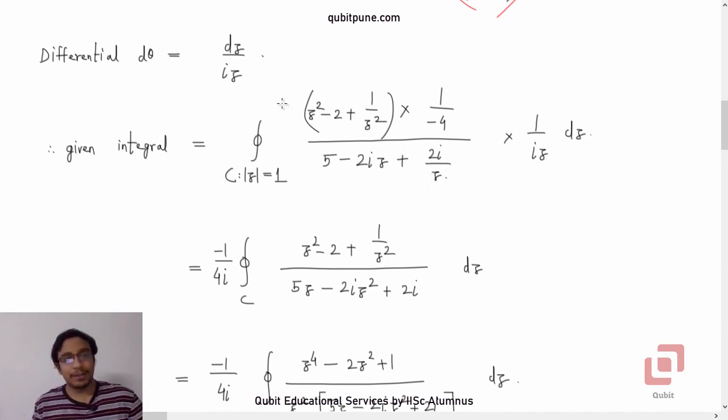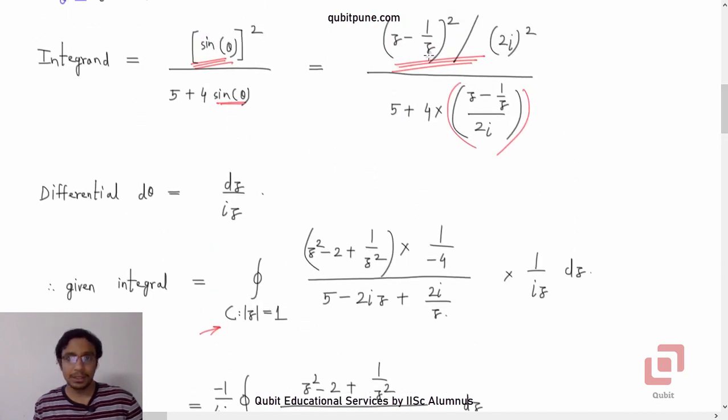Okay, so given the integral will be the contour integral along C taken in the anti-clockwise direction of the function z minus 1 upon z whole squared divided by 2i squared. Okay, so this will be z squared plus 1 upon z squared minus 2, a minus b bracket squared formula, into 1 upon square of 2 times i, which will be minus 4. Okay, so this is going to be the numerator. Don't forget that we have i times z in the denominator here, in addition to 5 plus 4 sine theta.